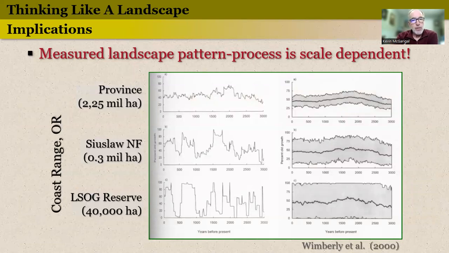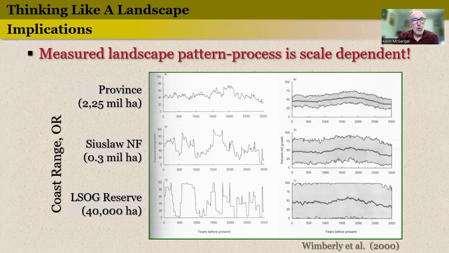Secondly, measured landscape pattern process is scale dependent, which derives from the previous points. That is, when we measure pattern and relate it to process, that measured pattern process relationship is specific to the scale at which we measure the pattern and process. In this example, from the Oregon Coast Range, we're looking at the trajectory of change in the percent of the landscape in an old growth forest condition over time.